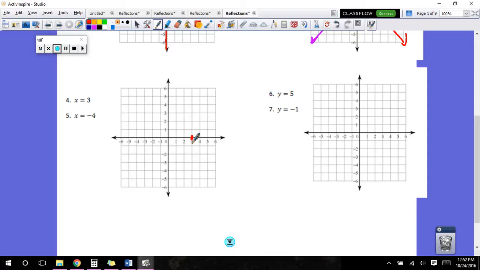Wait. If I go this way, vertical. What line is this? That's horizontal. Isn't this the x-axis if I go horizontal? Yes. Okay, so that's not going to help us out.